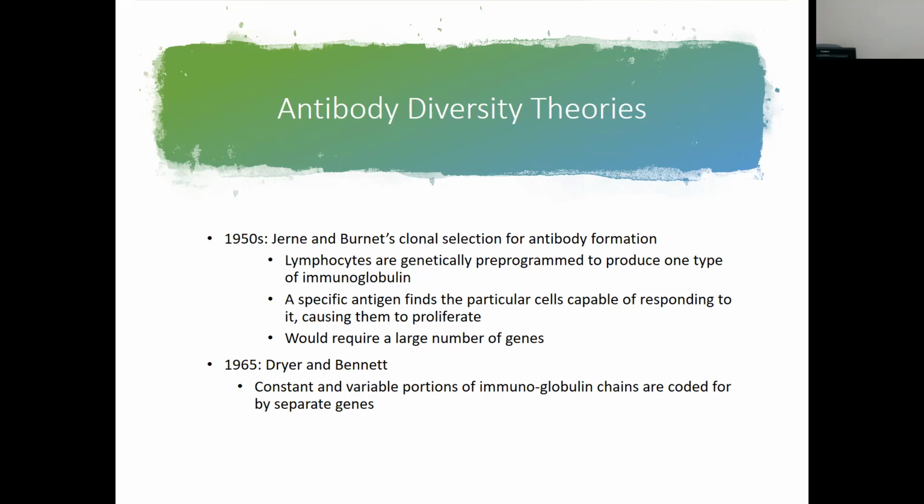but this would require a large number of genes, and they weren't sure if that's what was happening, but it led to the next step, which was in 65 by Dreyer and Bennett, when they said there were constant and variable portions of the immunoglobulin chains coded for by separate genes. So that's our concept of immunoglobulin: the constant part is the same for everybody, but the variable part is the one that's going to be specific for the antigens. Make sense?